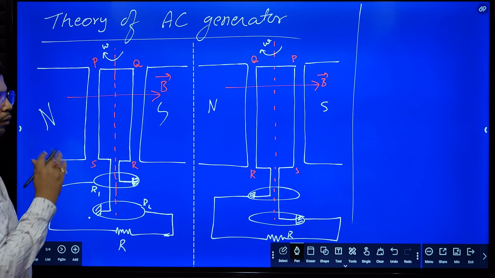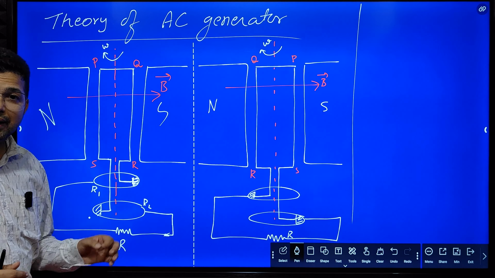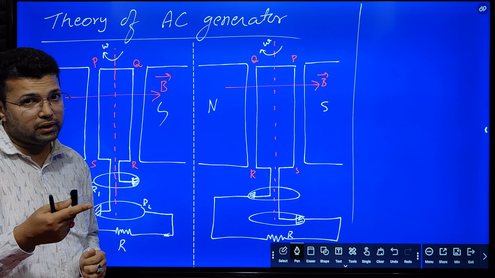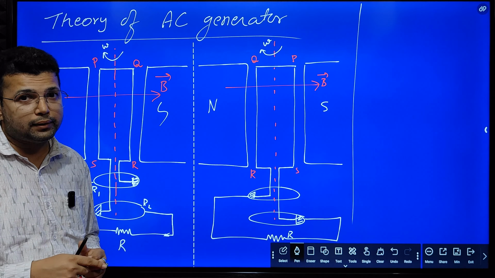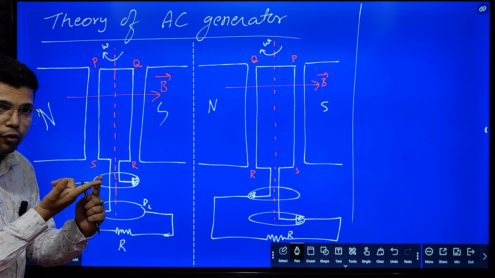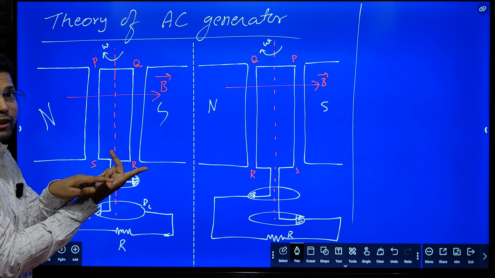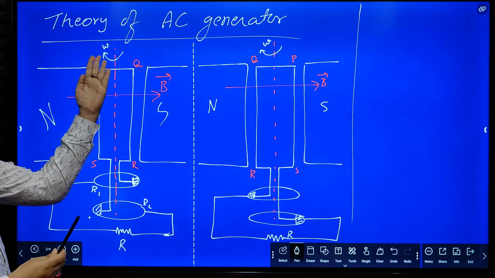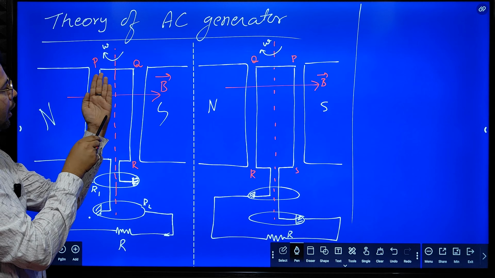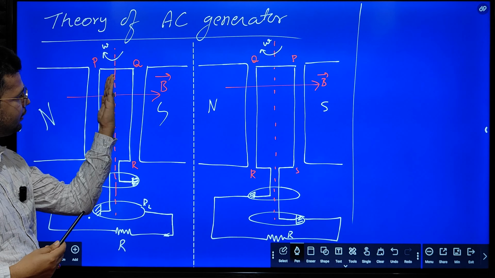Now here, what happens? According to Fleming's right hand rule, the direction of induced current is given by Fleming's right hand rule. We also call that rule the dynamo rule. If the forefinger points in the direction of the magnetic field, and the thumb gives the direction of motion of the conductor, say this is the coil PQRS, say the coil is rotating like this.